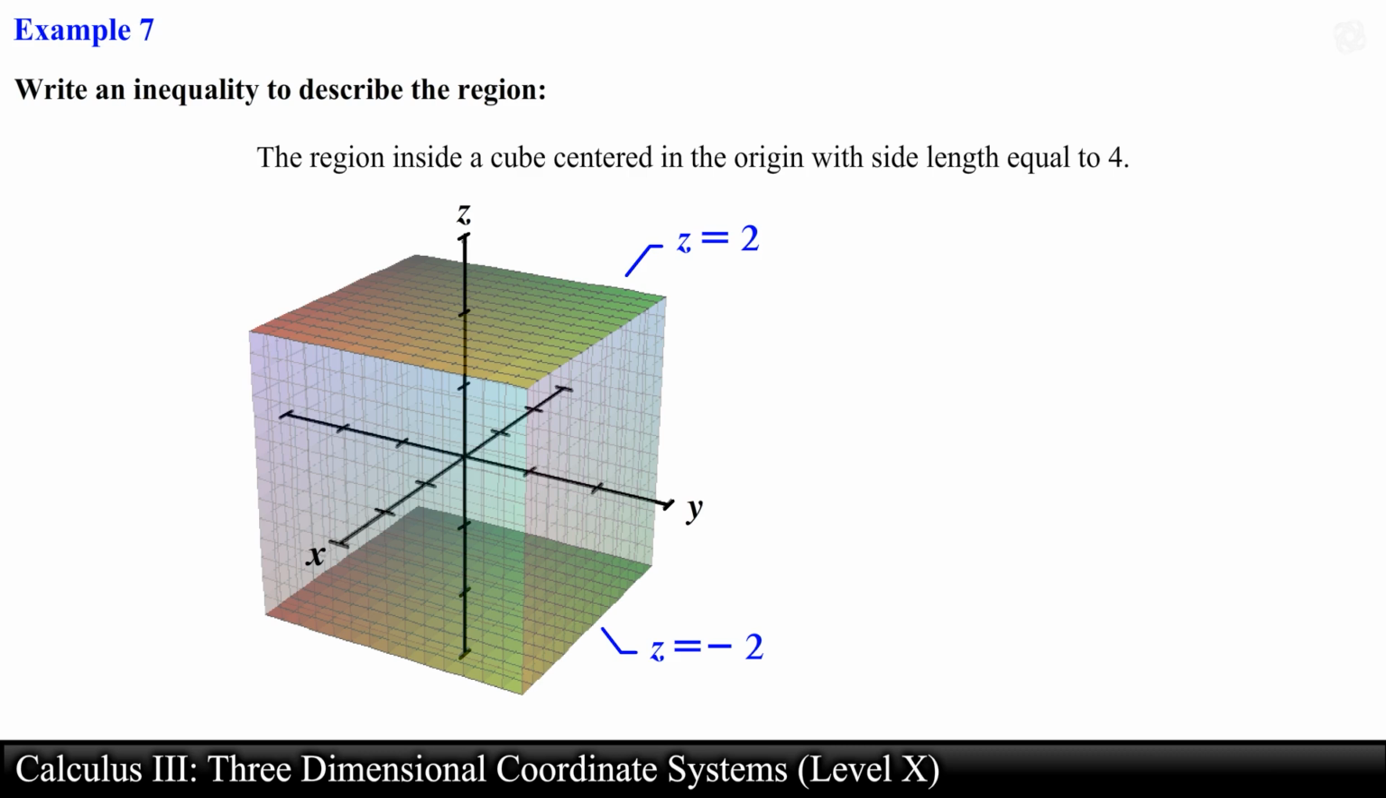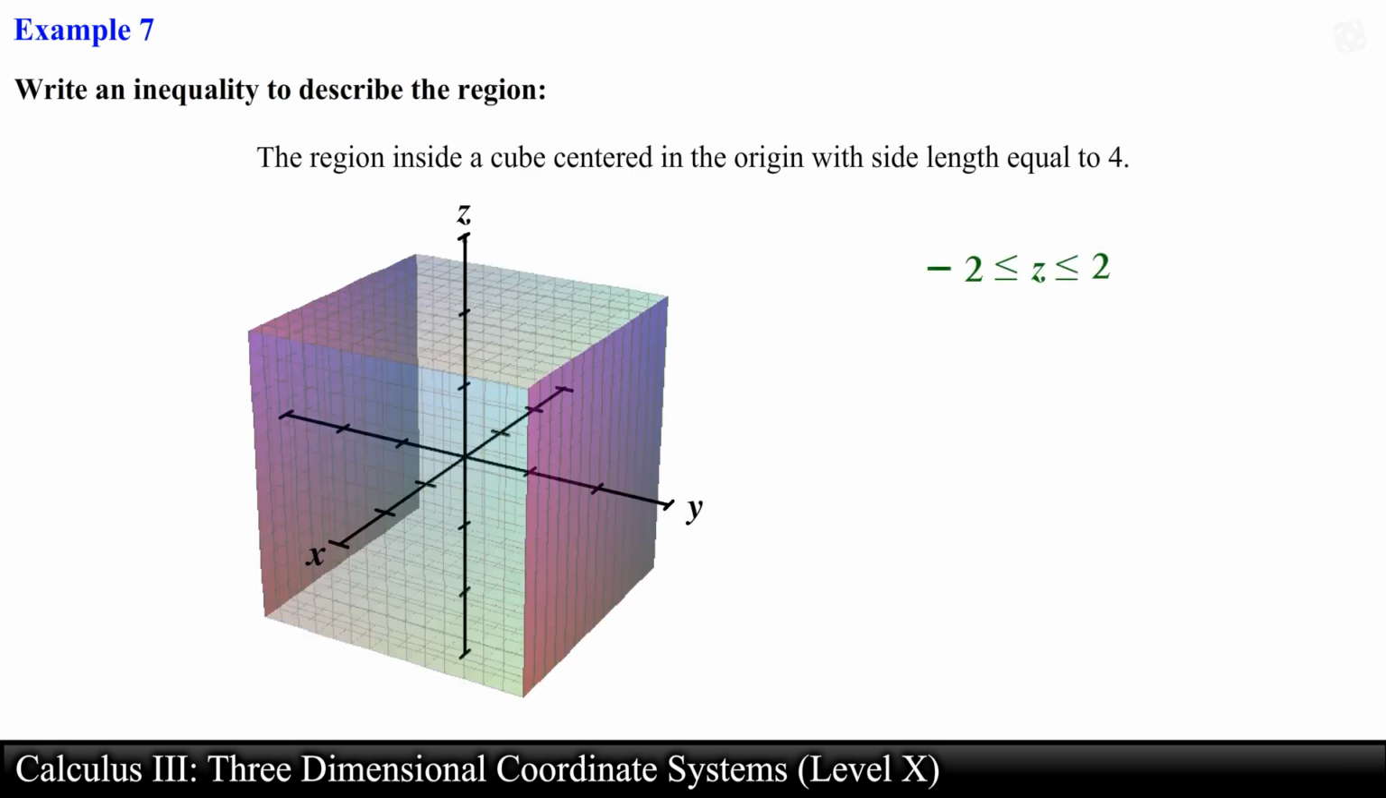as follows. In addition, since we want all the points that are between these two planes, we want to set up an inequality that represents the region between these two planes. We express this region as follows. Next, we want an expression that defines the sides of the cube. The sides that are parallel to the xz plane are represented by the equation y equals negative 2 and y equals 2, respectively. And the inequality that defines the region between the planes is expressed as follows.